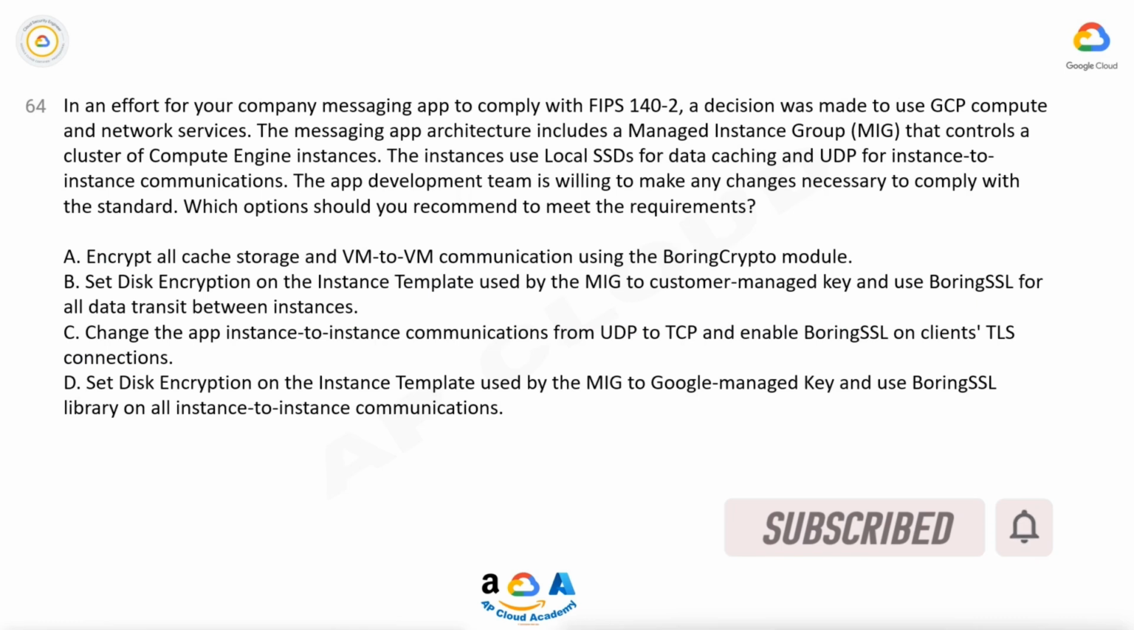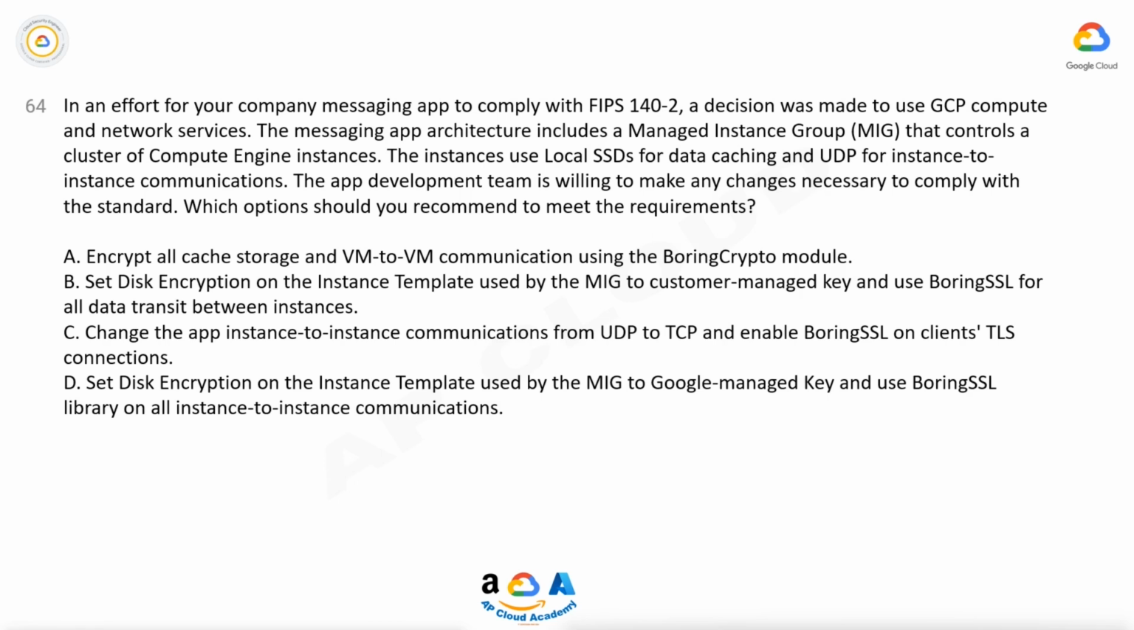64. In an effort for your company messaging app to comply with FIPS 140-2, a decision was made to use GCP compute and network services. The messaging app architecture includes a managed instance group, MIG, that controls a cluster of Compute Engine instances. The instances use local SSDs for data caching and UDP for instance-to-instance communications. The app development team is willing to make any changes necessary to comply with the standard. Which options should you recommend to meet the requirements?